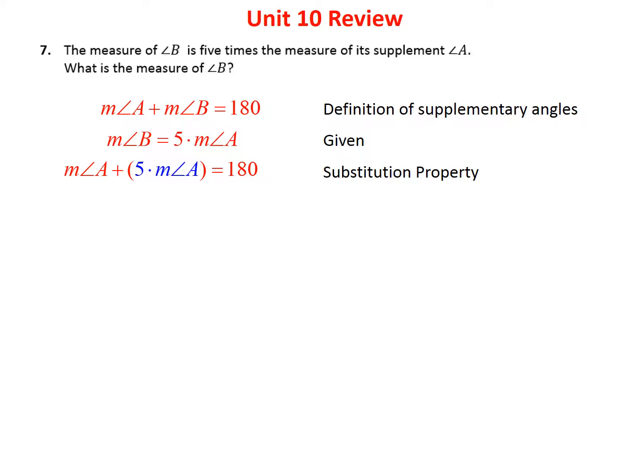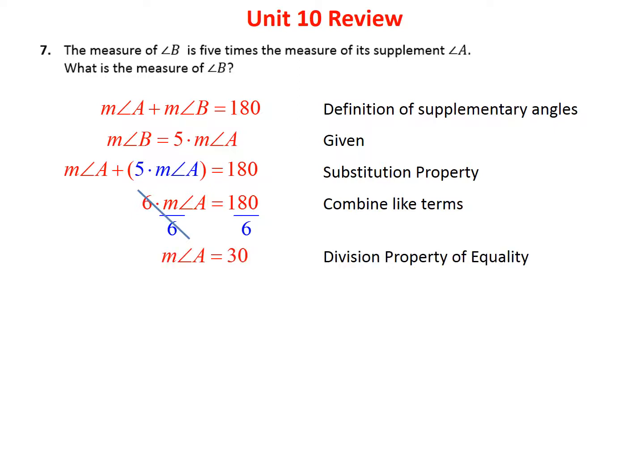So if I have one item and I add 5 more of the same item, how many do I have? Well, we add those together. That means that 6 times the measure of A is 180. So let's solve that by undoing the multiplication with division, and we get that the measure of A equals 30 degrees.